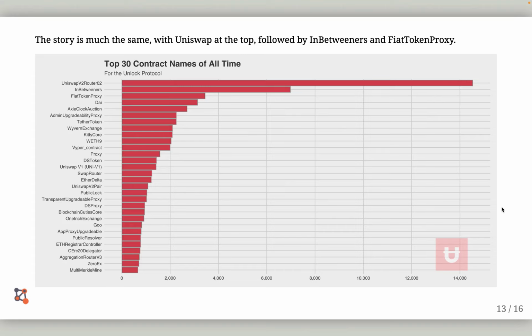That Uniswap v2 appears at the top once again. And then we see rounding out the top three, Inbetweeners and Fiat Token Proxy. DAI is also up there as number 4, and then kind of starts to trail off beyond that.